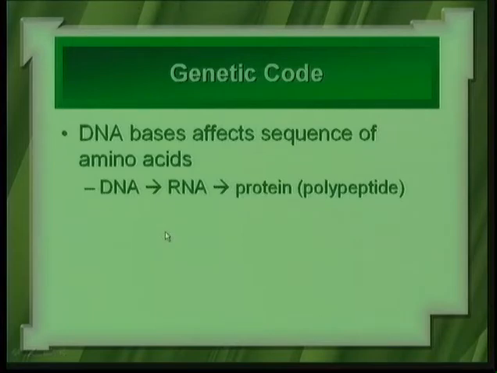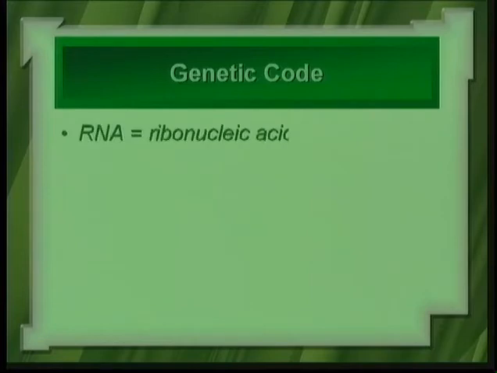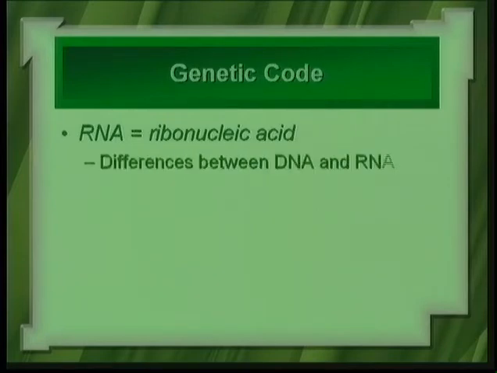So generally a good thing to remember is the flow of genetic information: from DNA, the information goes to RNA, another kind of molecule, and that will code for amino acids that make up a protein. So DNA codes for RNA, codes for protein. RNA, of course, is ribonucleic acid. There are differences between DNA and RNA.